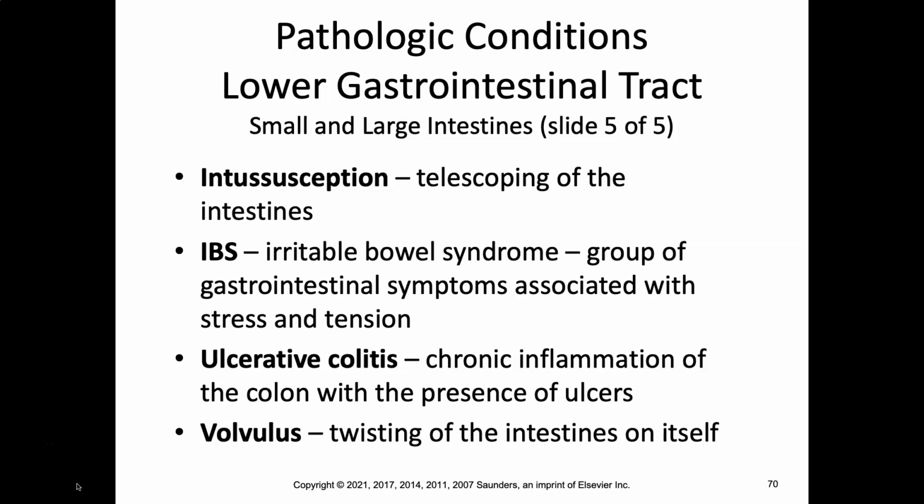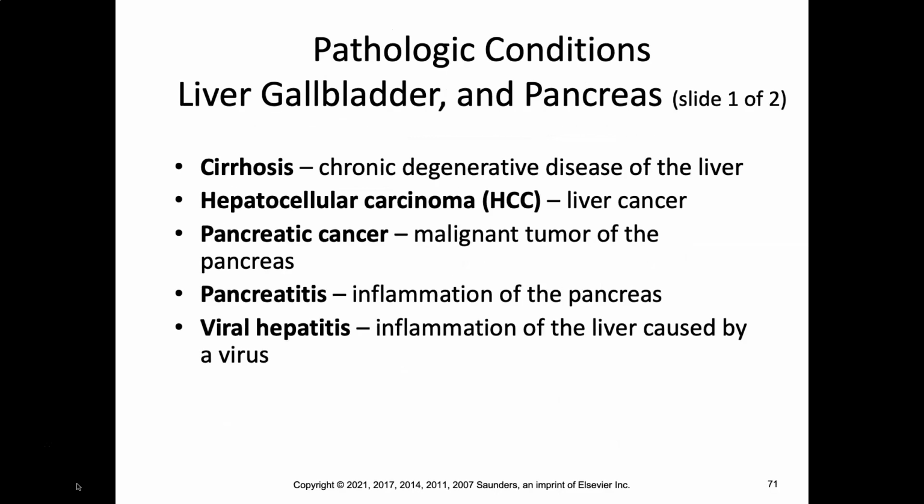Some more things. Okay, here's about the liver, gallbladder, and pancreas. Cirrhosis is an interesting one. Sometimes cirrhosis happens with alcoholism, and sometimes it happens just for other reasons. It has nothing to do with alcohol. People who don't drink alcohol can get cirrhosis.